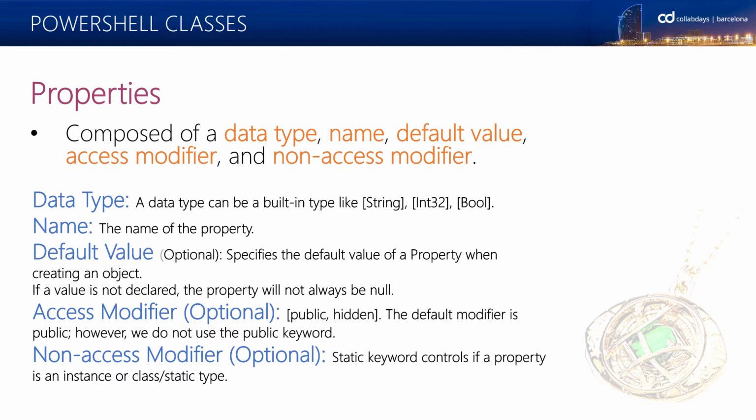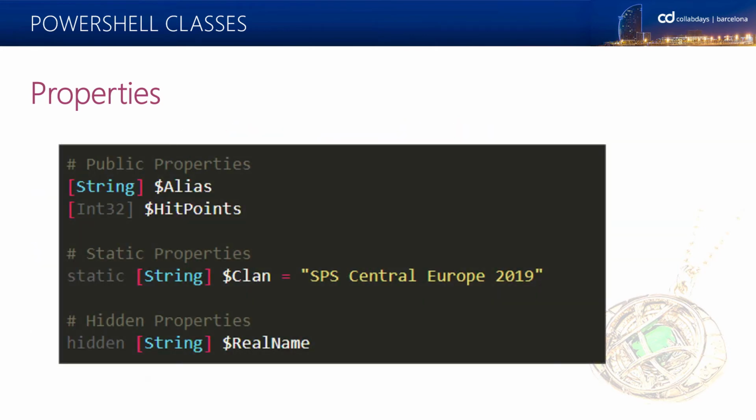Okay, so this is an example. So public properties have a string. You define the alias, and then you define an integer, and then you have a static property called clan, and then you can actually have a hidden property, and you need to state the hidden with this keyword itself.